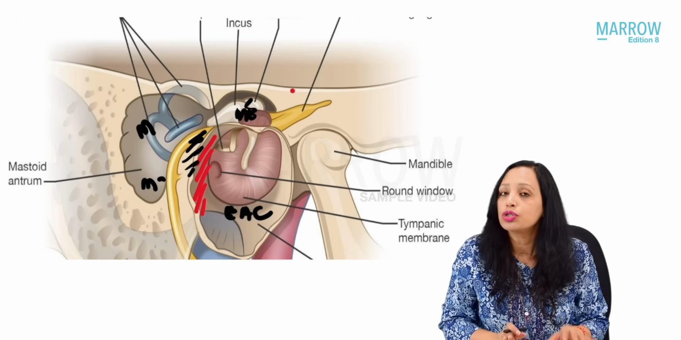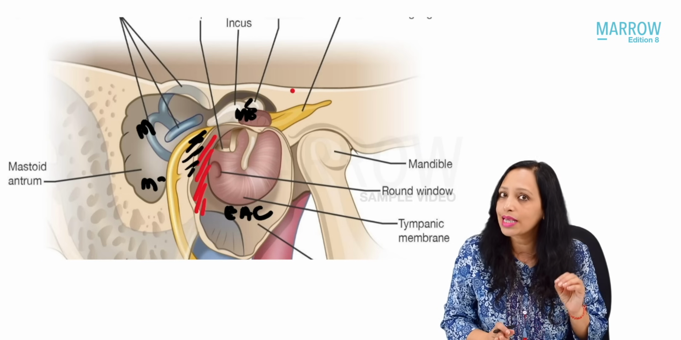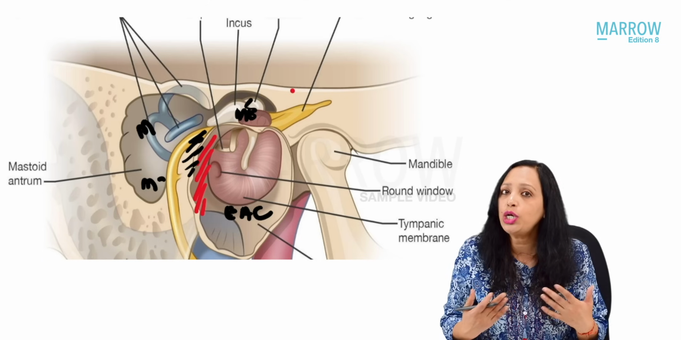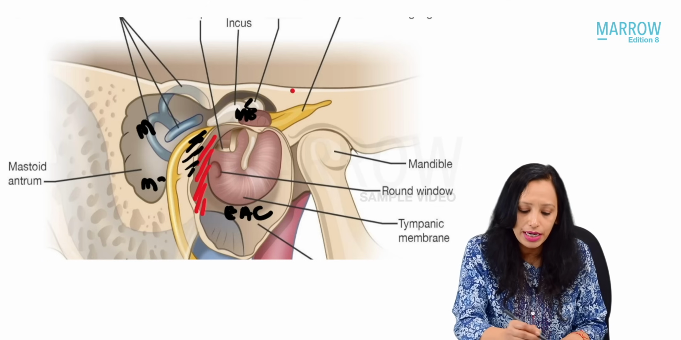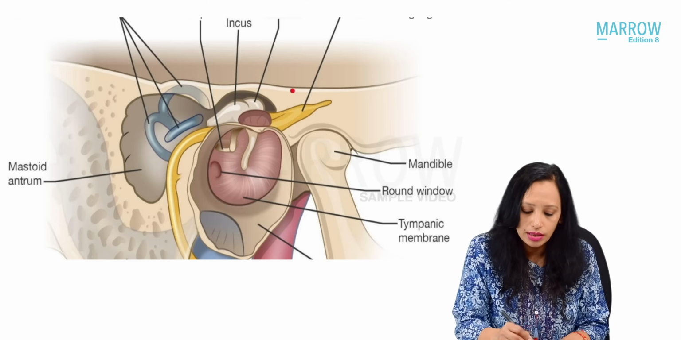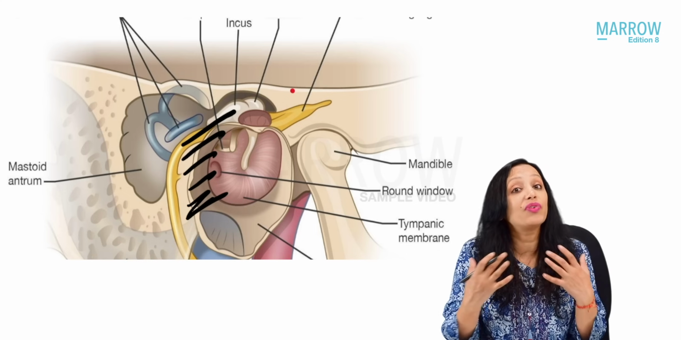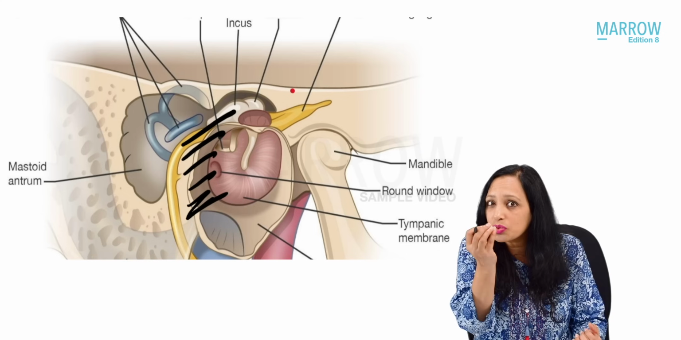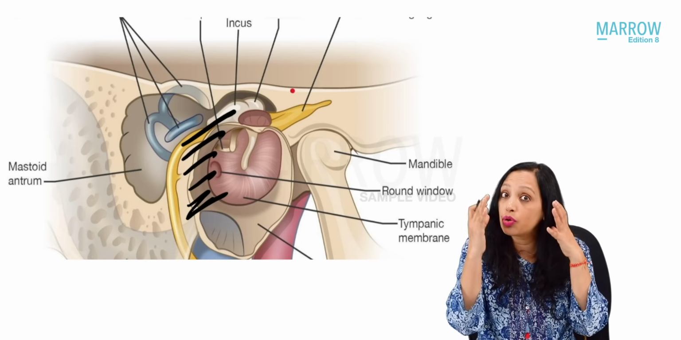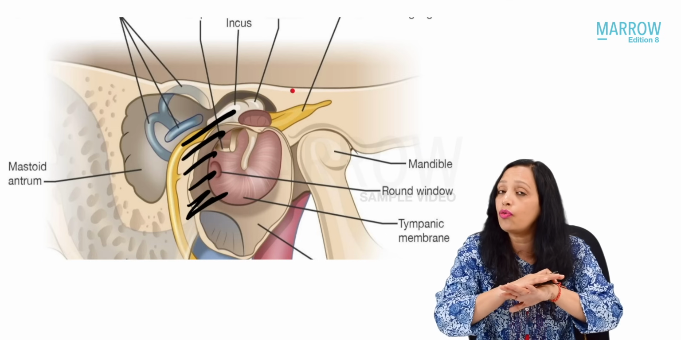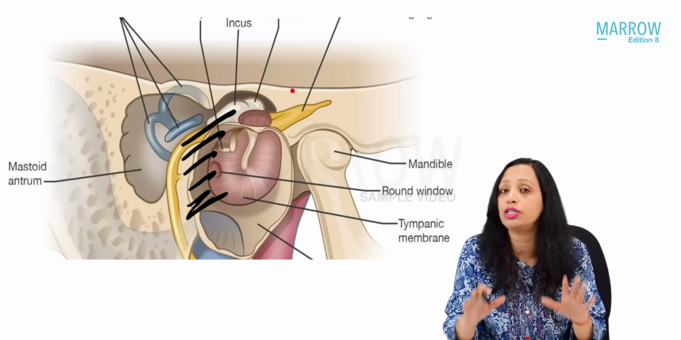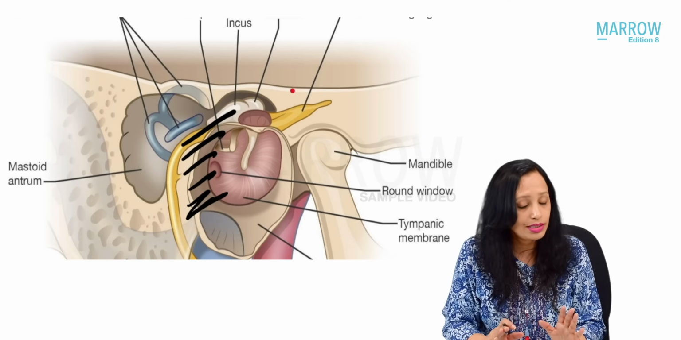Is that clear? So, when do we do this canal wall down surgery? Why do we need to remove this complete common wall? Yes, because the disease is very extensive. We know the middle ear is so small. So, we want to have a good look at the middle ear and remove all the disease completely so that there is no recurrence. Is that clear?